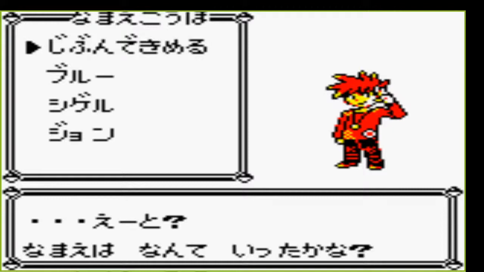So now let's give a name to our rival. Okay. So which one here? We have jibun de kimeru, which means to decide for yourself. Or you have Blue. Or we can say Shigeru. Or we can have John. Okay, John. So which one do you think? Maybe Shigeru. Shigeru, let's give him that name.